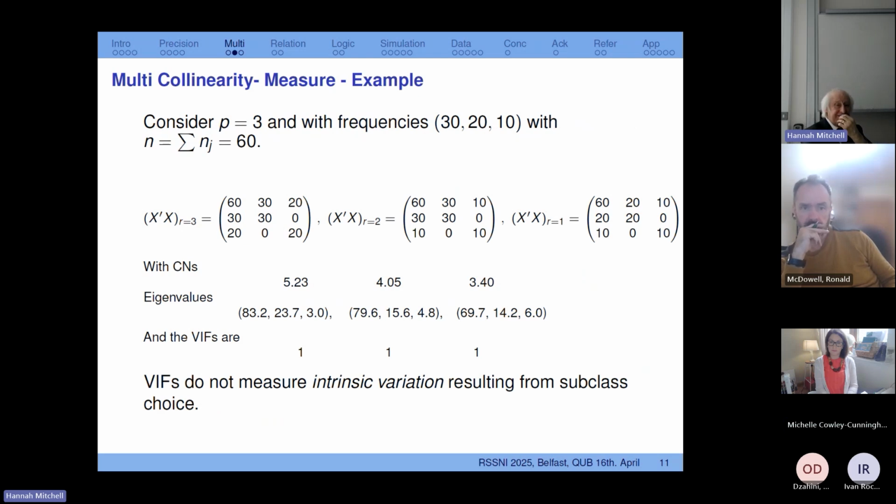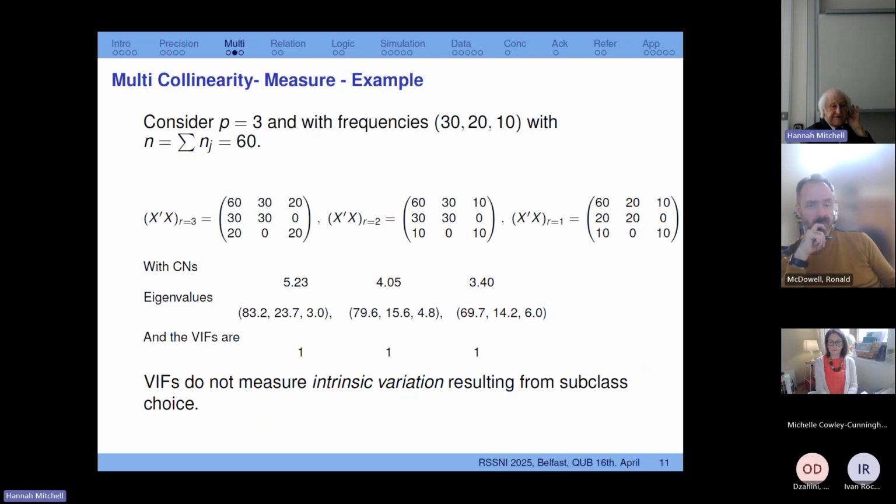But let's look a little bit at the multicollinearity measure. All right, we have p equal to 3 in this example. There are frequencies, and N is 60, and we are going to have three categories. We're going to have three possible variance-covariance matrices. But these are the cross product matrices on which those covariance matrices would be based.